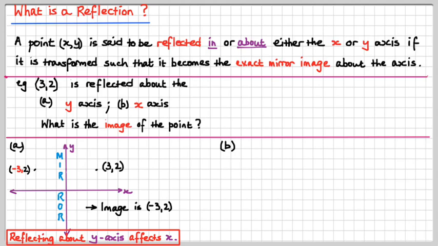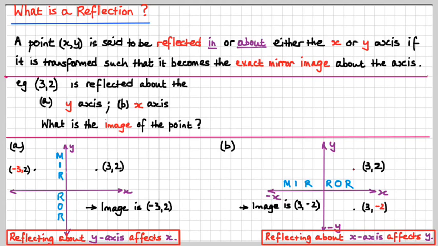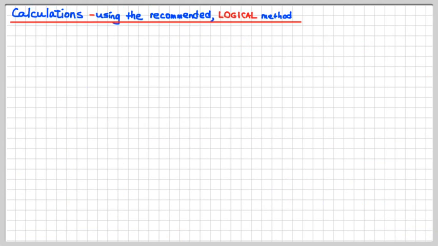For B, we're reflecting about the x-axis. So you think about where that's going to go now, about the x-axis. There it is. And the mirror is the x-axis and the y value was affected. So the image in this case is (3, -2). Okay? Get it? It's fascinating, isn't it?